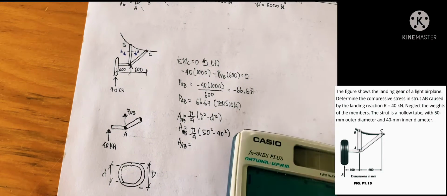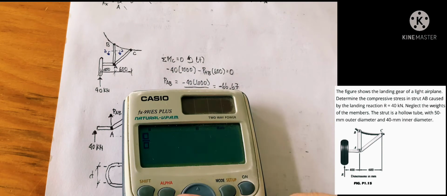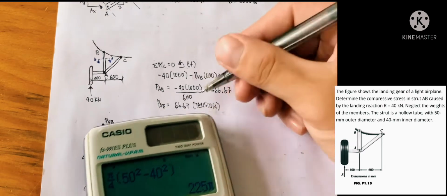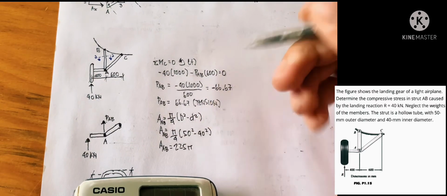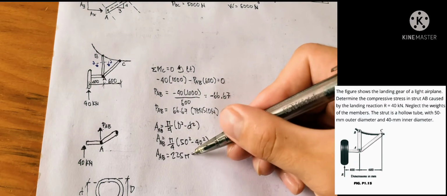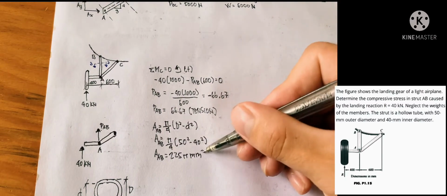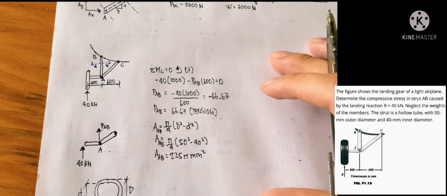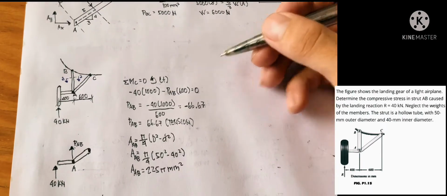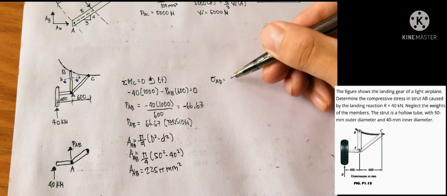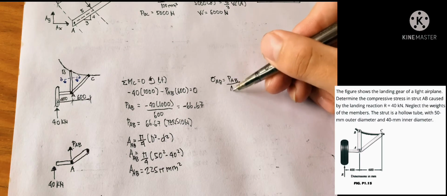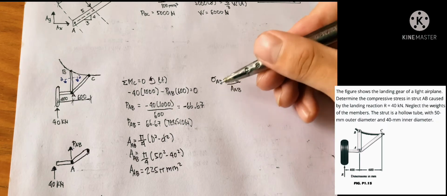So using our calculator, we will check pi over 4 times 50 squared minus 40 squared, 225 pi. What is next? Next should be, we can already calculate, using our limit, the stress.